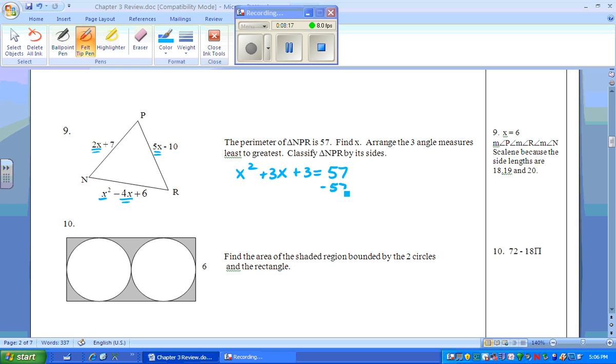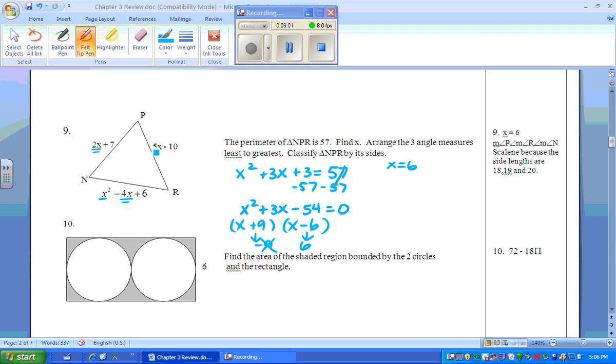Before you can factor, it has to equal 0, minus 57 over. So x squared plus 3x minus 54 equals 0. Leading coefficient of 1. Great. Jump right into the answers. What are two numbers that multiply to negative 54 but add to 3? Answers are positive 9 and negative 6. So this answer is negative 9, and this answer is positive 6. When I plug negative 9 back in here, I get negative 45 plus, minus another 10, so I get negative 55. So negative 9 does not work. So x equals 6.